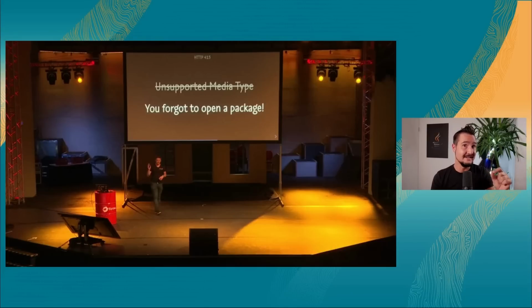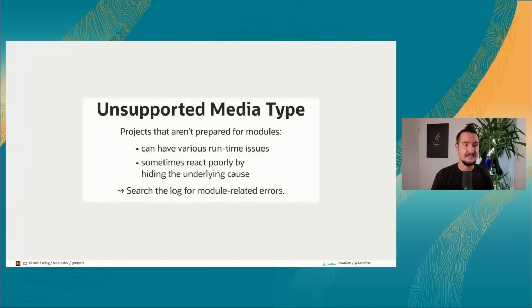But the issue that he was having is he did not open a package for reflection, and the error he got based on that was unsupported media type, which was not actually what the problem was, and so it didn't help him finding a solution. So what was going on there? Well, some projects aren't prepared for modules. And the issue with that is that not only do they throw runtime exceptions, they might throw runtime exceptions at points where the original author did not see that coming. So they might catch these exceptions and treat them the wrong way. They might catch them and then attribute the misbehavior to a wrong issue. So that's something that can happen.